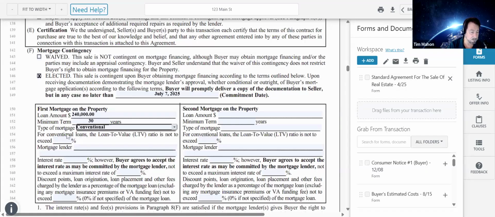So conventional comes up. Now, for conventional loans, I must put in the LTV, the loan to value. What is it? That's simple enough. It's 80%. Notice if it is FHA or VA or USDA, I don't have to put anything in there. This is only for conventional loans. Now, it doesn't hurt if you do. Like you may know or you may not know, but all FHA is 3.5% down. So if someone's putting 3.5% down, the loan to value would be 96.5.